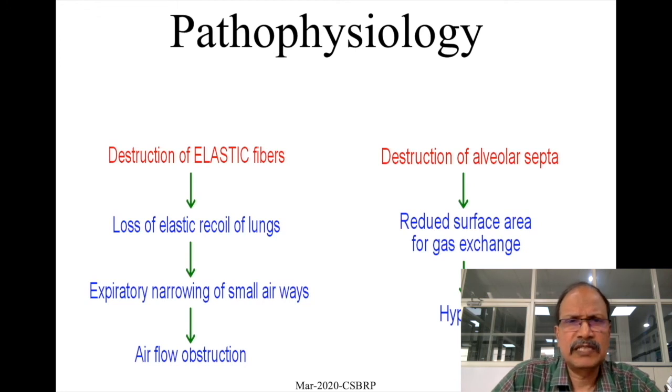To summarize the pathophysiology, destruction of elastic fibers is the basis for emphysema, and this results in loss of the elastic recoiling capacity of the lung, so the lung collapses when the person is expiring, and so there is obstruction to the airflow. And coming to the destruction of alveolar septa, there is reduced surface area for gas exchange, and the patient suffers from hypoxia. So expiratory defect and hypoxia are the two main features of emphysema.